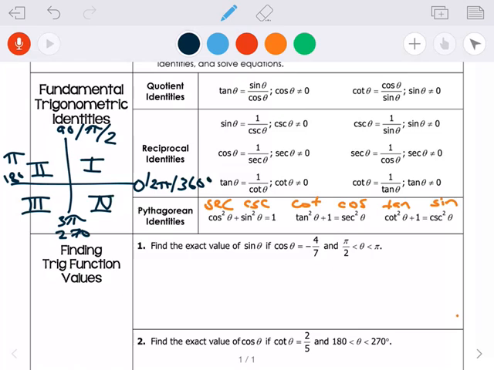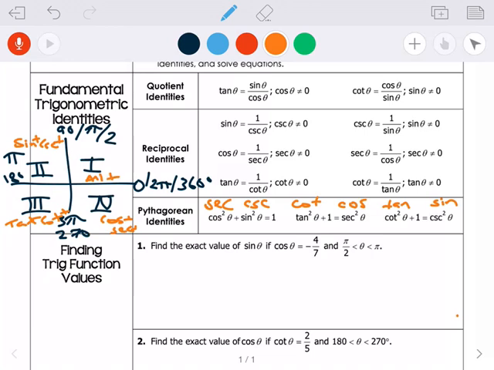And then we have to remember the signs of each. I remember All Students Take Calculus, meaning all signs are positive in quadrant 1. S stands for students, sine and cosecant are positive in quadrant 2, everything else negative. Take, tangent and cotangent are positive in quadrant 3, everything else negative. And then calculus, for cosine and secant are positive in quadrant 4, everything else negative. So we're going to have to reference that at some point.